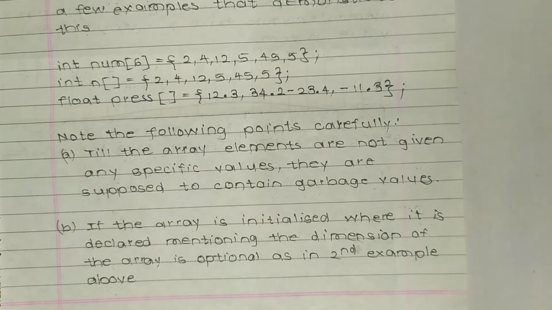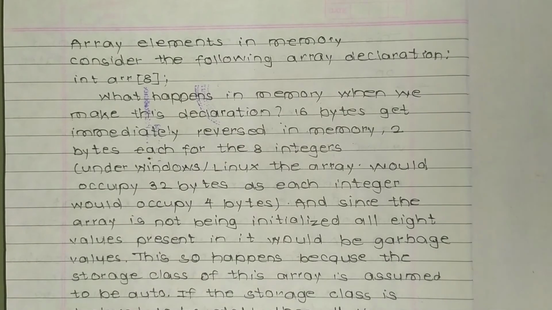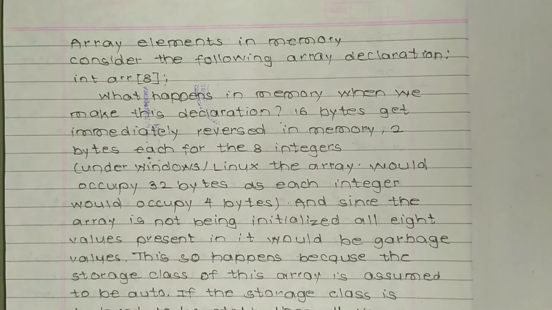So in the second example, if the array is initialized where it is declared, then it is not essential to explain its dimension. So we don't have to write 6 in the second example. Now the next topic: array elements in memory. That means array elements are stored somewhere in memory, in contiguous memory locations, that means in particular memory locations.